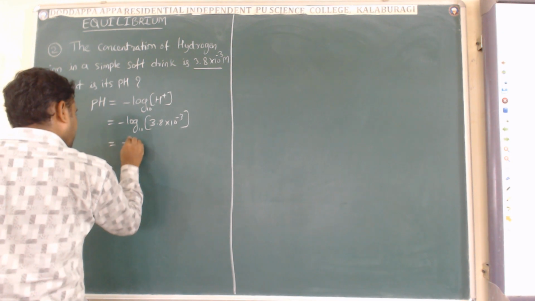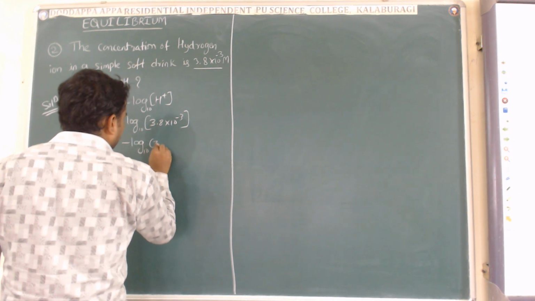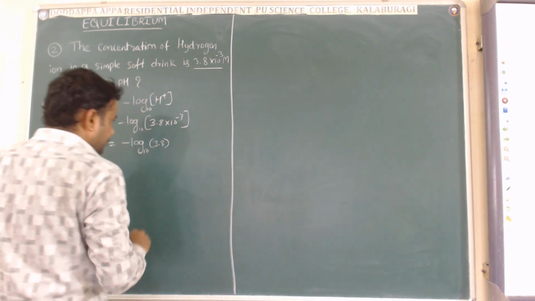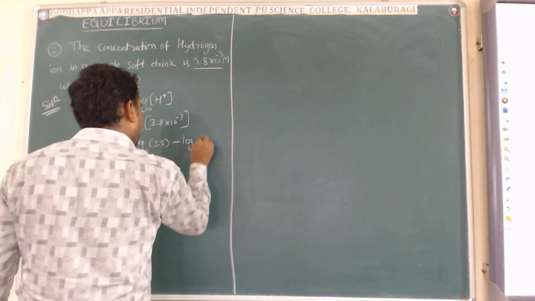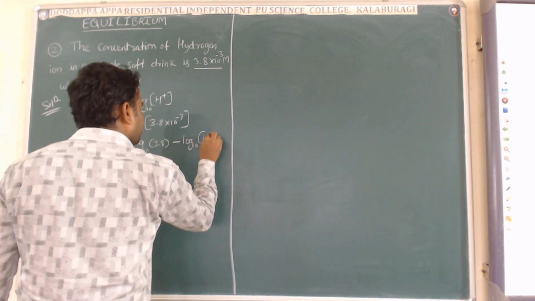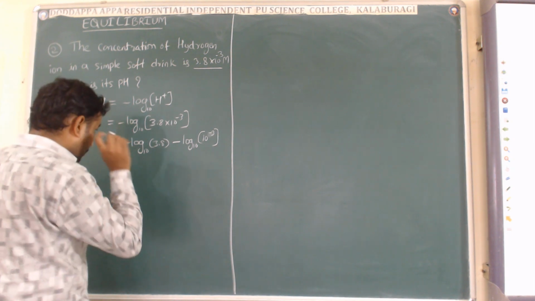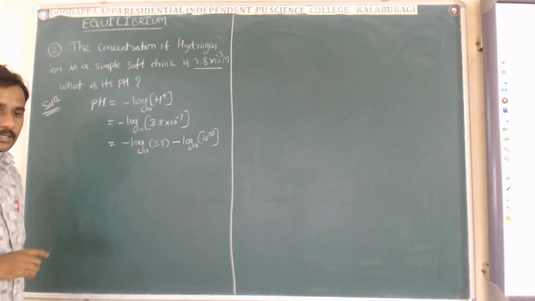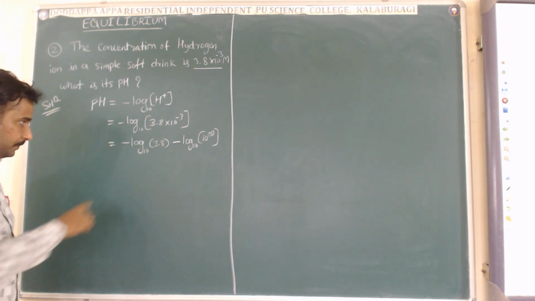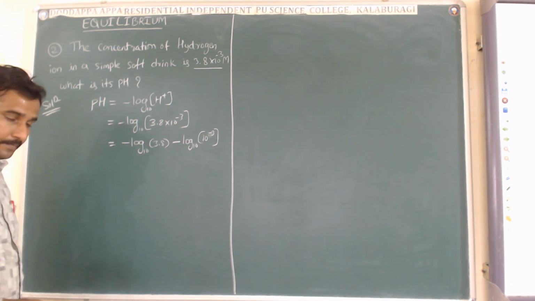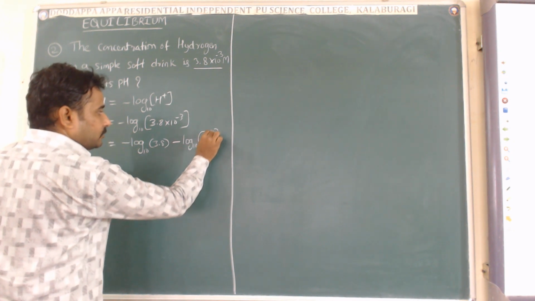There is a minus log to the base 10 of 3.8 into 10 raised to minus 3. Log A is this one, minus log B is log of 10 raised to minus 3. Log of A into B is written as log A plus log B, and with a minus it becomes minus log A minus log B.